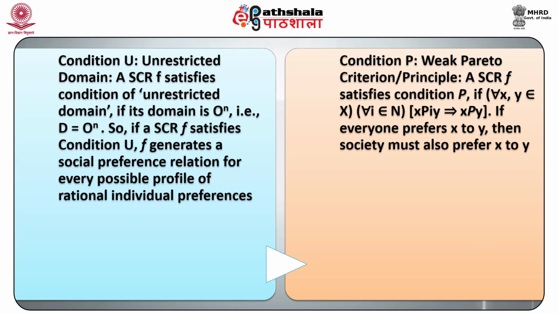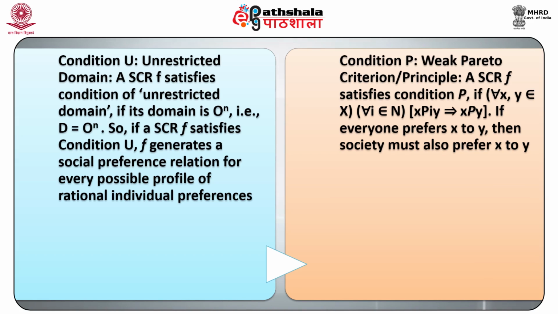The four conditions that Arrow uses in his theorem are: condition U, unrestricted domain. A SCR f satisfies the condition of unrestricted domain if its domain is On, that is D is equal to On. So, if a SCR f satisfies condition U, f generates a social preference relation for every possible profile of rational individual preferences. Condition P, weak Pareto principle.